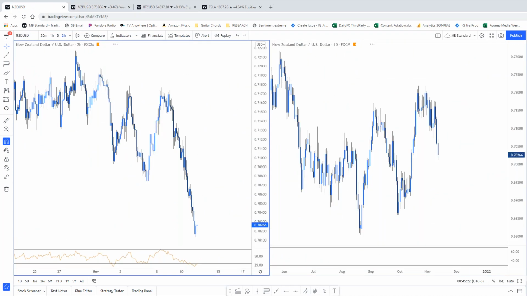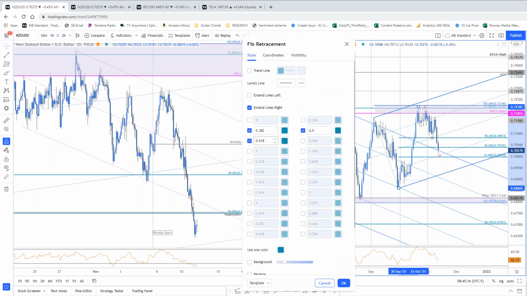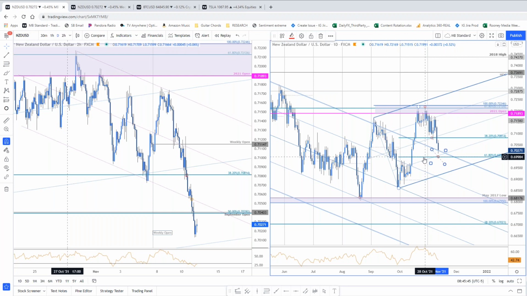So the breakdown, again, nice little break here of the monthly opening range. It happened on November 10th. It also was a 38.2 and uptrend support. Here's the break. Forget the 50, but look at that 618. Yep, right there. So 69.90s, just a little bit lower. You have the 618 of the rally, and again, uptrend support.